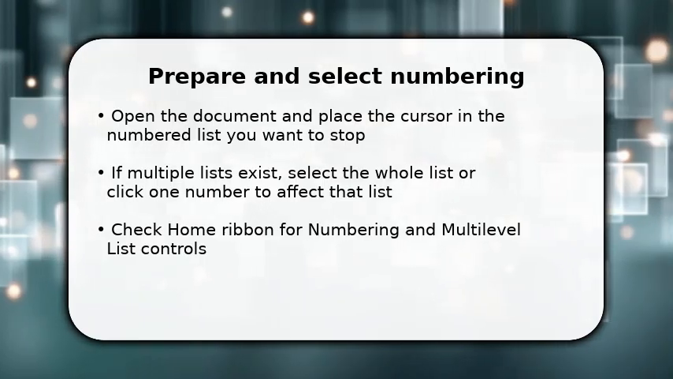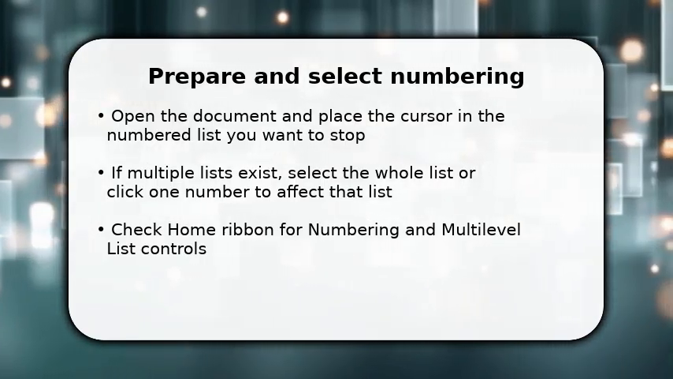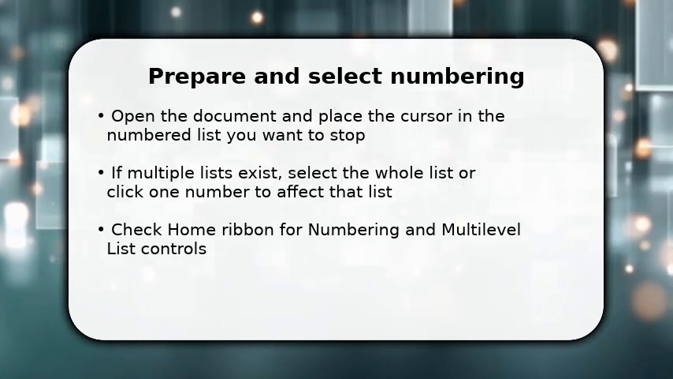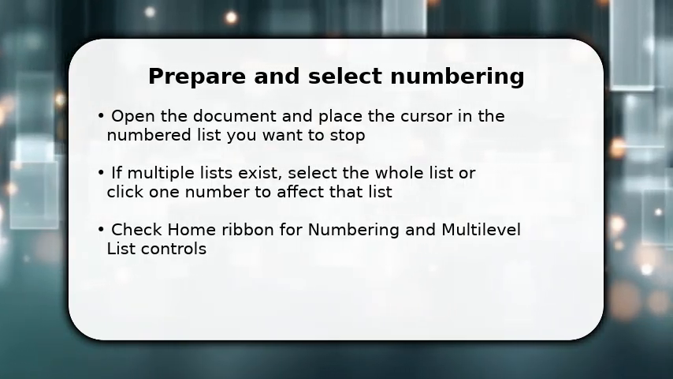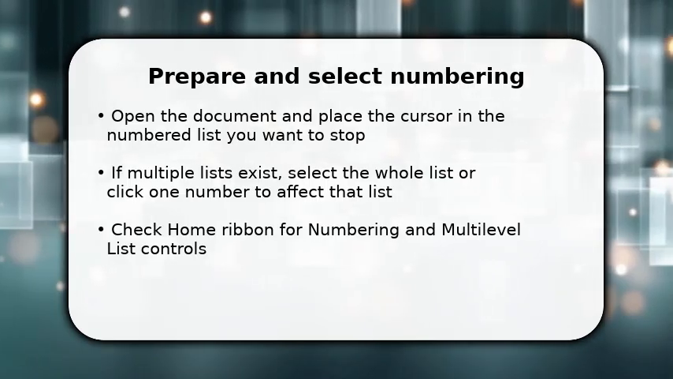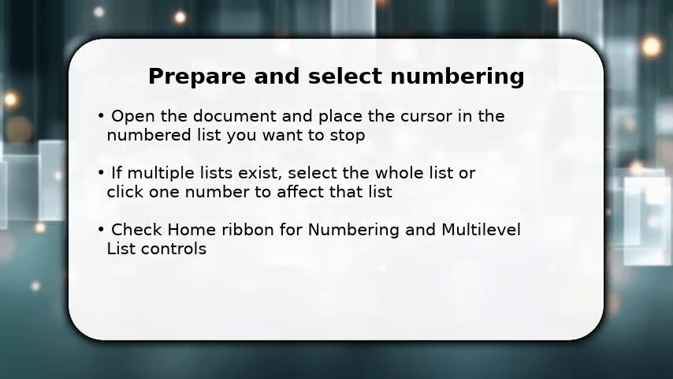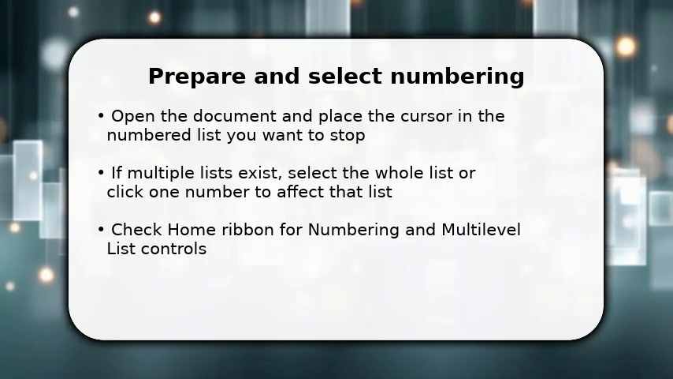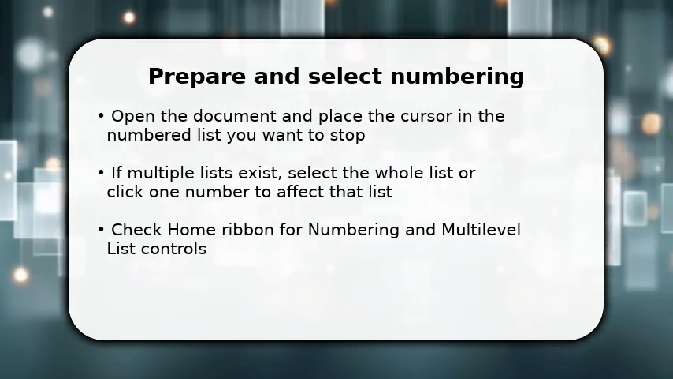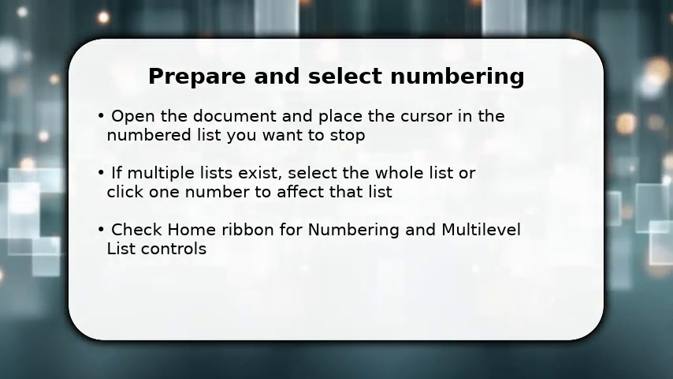Once done, look up to the Home ribbon and find the Numbering and Multilevel List buttons. Those control numbering behavior. Make sure you're not in a header/footer unless you mean to be. If the list is part of a style, note that styles may reapply numbering. We'll handle styles next so the change sticks.